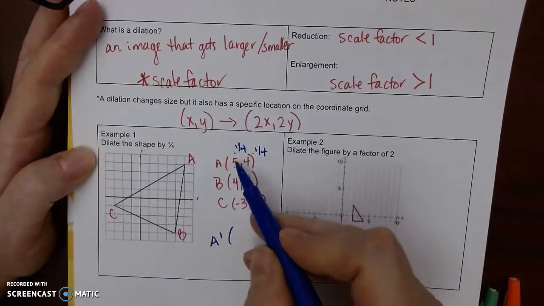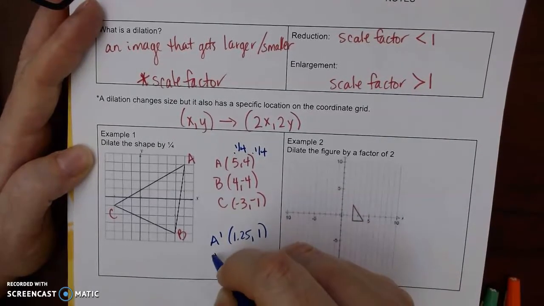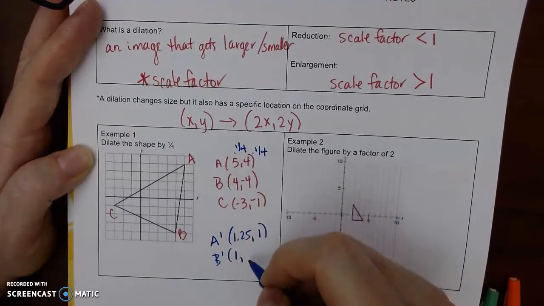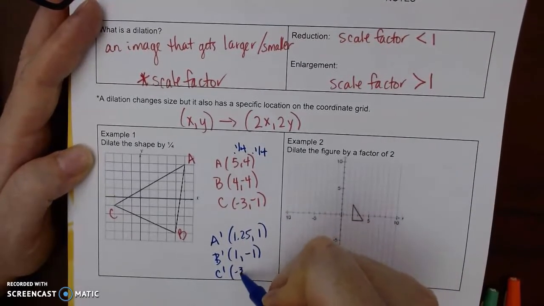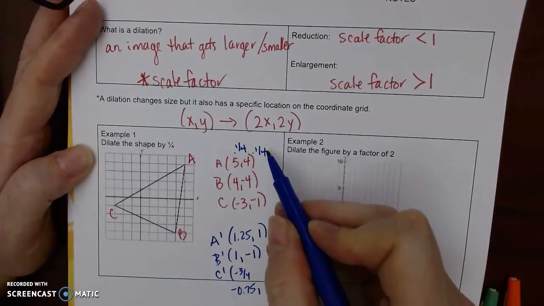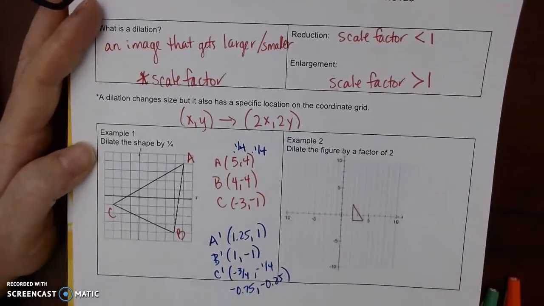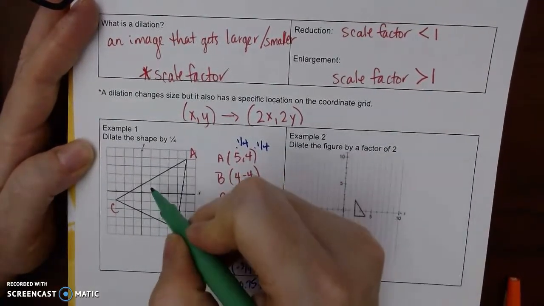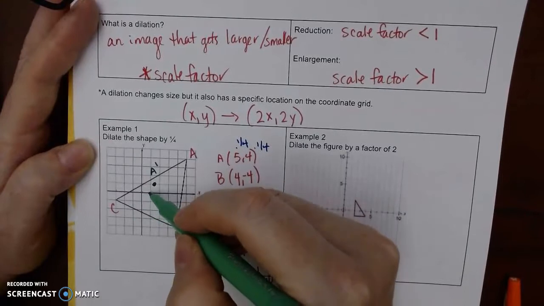So our new A, and you can write decimals as well, is going to be 1.25 and 1. Our new B, we're going to do the same thing. So 4 times 1/4 is 1. -4 times 1/4 is -1. And C, -3, so it could be -3/4, but really if I want to plot that, it's -0.75. And -1 times 1/4 is -1/4, which is really, okay? So then I just plot those ordered pairs. So we're going to go over 1 1/4, and you're estimating up 1. And then 1, -1.